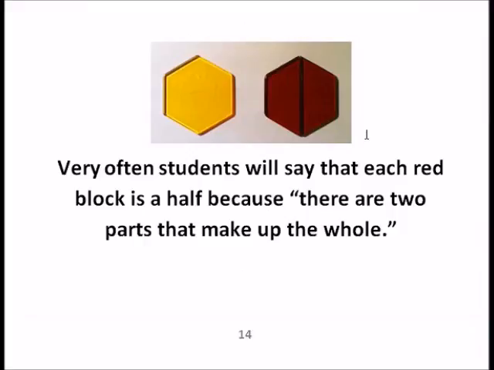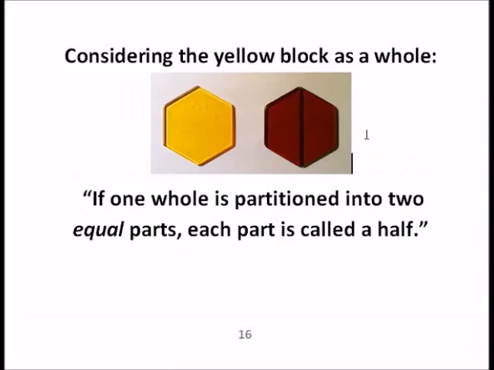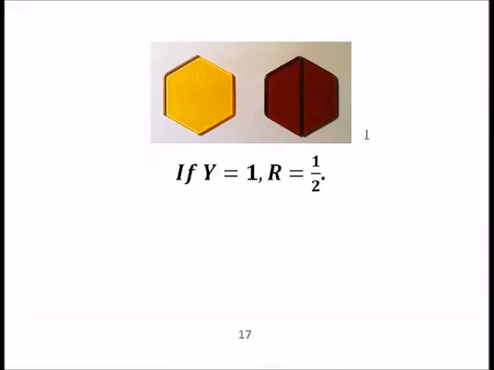And so the very first thing that we as educators need to clarify is that that definition is not good enough. For example, as you could see here, we have 2 parts that make up a whole, but neither part is a half. And so the correct language is that if one whole is partitioned or broken up into 2 equal parts, each part is called a half. And we write this symbolically this way. We say if y equals 1, if the yellow block is the whole, the red block is a half.